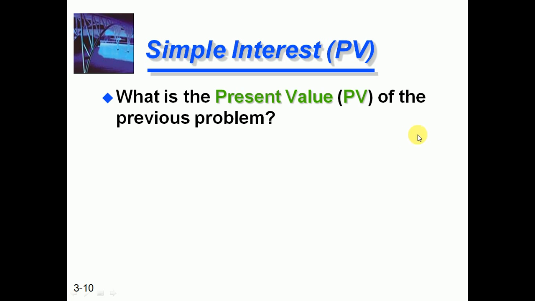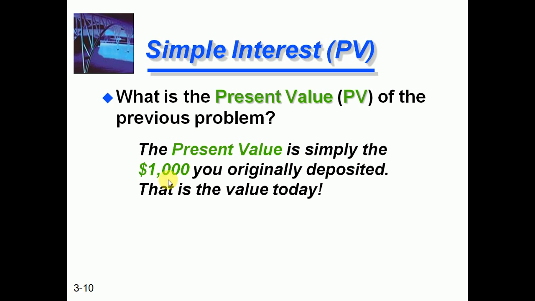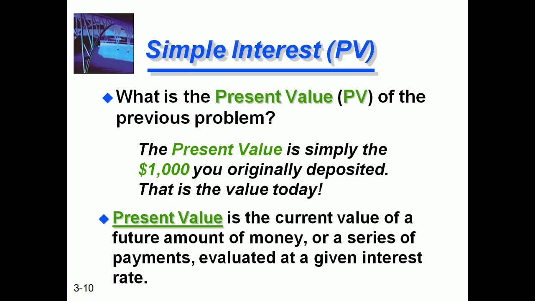What is present value? So present value is the money deposited today. What is the present value of the previous problem? The present value is simply the $1000 you originally deposited. Present value means the money you originally deposited. That is the value today. The money that you are depositing today, that is present value. It is the current value of a future amount of money, or a series of payments, evaluated at a given interest rate. An interest rate is given in the previous problem.